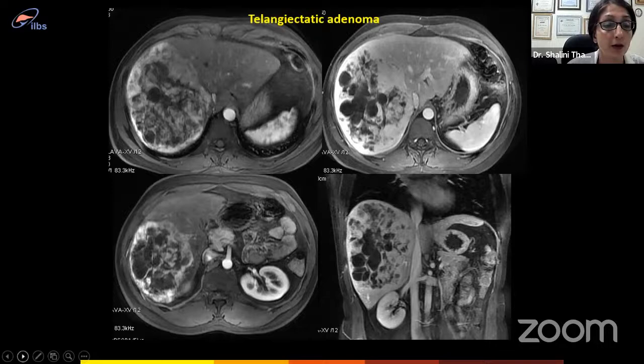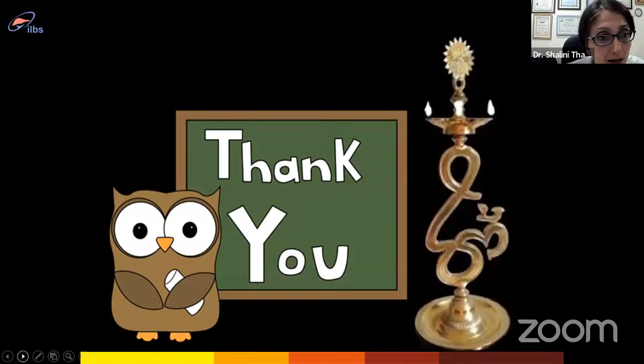But this is a young 21-year-old boy, and on biopsy he was found to have a telangiectatic adenoma. So what I'll say is that not all hypervascular lesions have to be thought of as HCC, and not all hypervascular lesions should be dismissed as non-HCC. So we must always have a discriminatory approach and go in for a biopsy whenever we need to, and make as best a diagnosis on imaging as possible. With that, I would like to thank you for your patience.